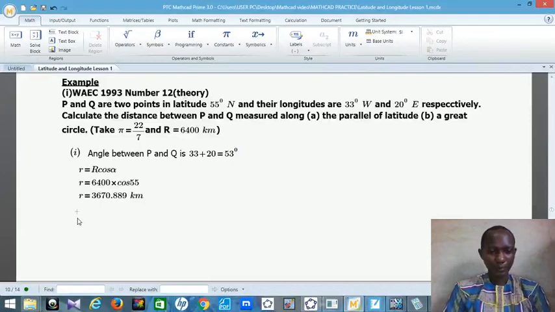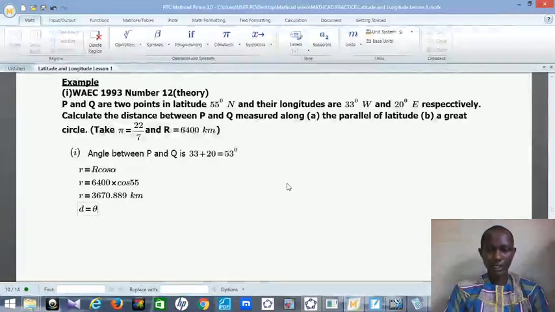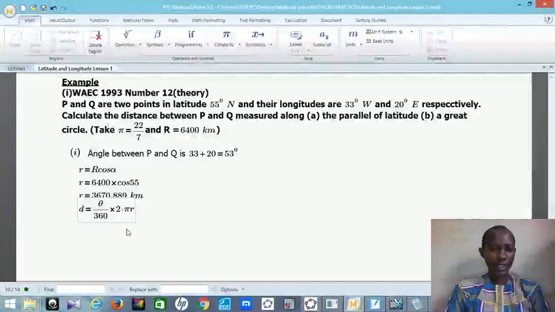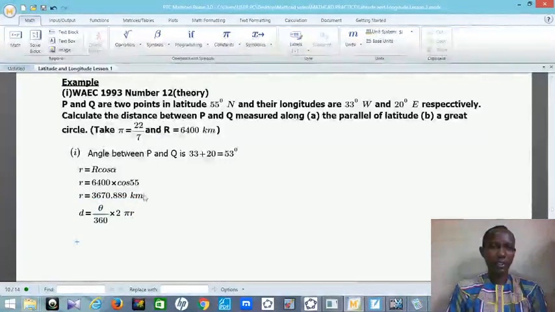Okay, let's start. Let's take D as our distance between the parallel of latitude. Since it's a small distance, D is theta over 360 times 2 pi r. So this is the formula we use in this topic to calculate distance. This is the major formula. The radius is the only difference. Just know the circle on which the 2 points are standing. If they are standing on latitude, you use small r. If they are standing on a great circle, you use capital R. That is all. They give you the angle between the 2 points.